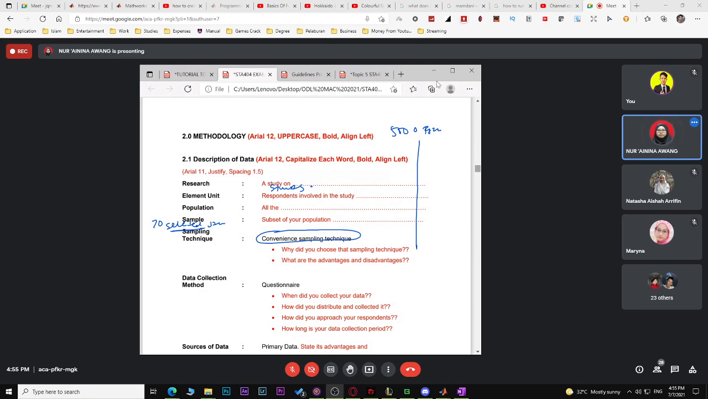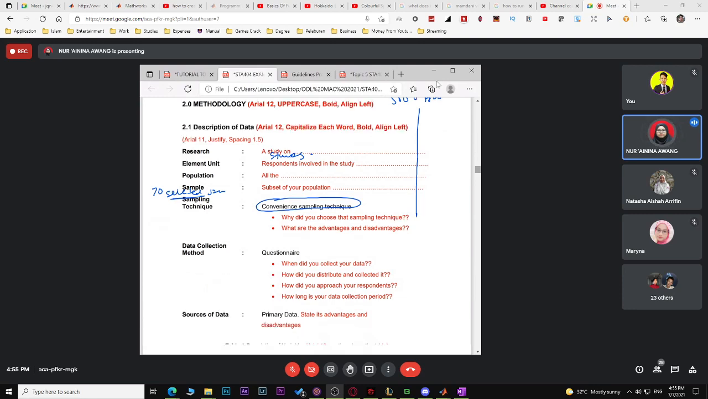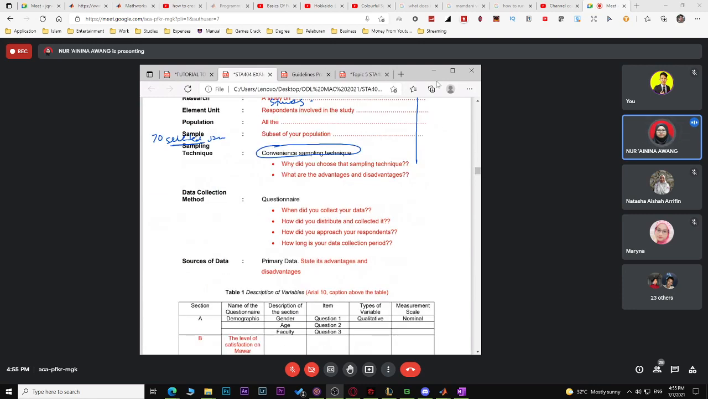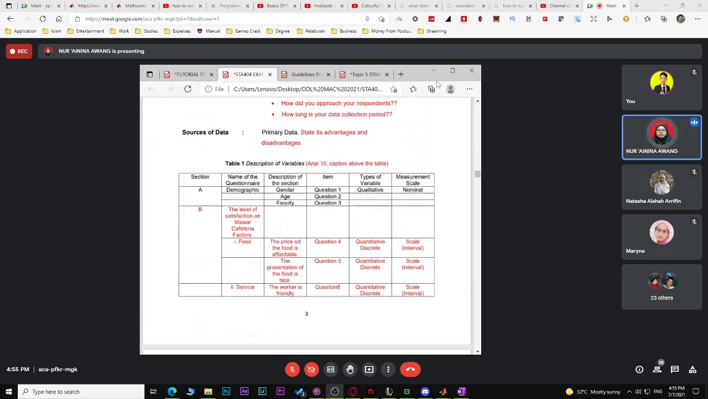Okay, and then untuk data collection method, you just guna questionnaire and you just cerita je lah. And then sources of data, of course primary data since you use questionnaire. Untuk description of the variable, you just cerita je in part A, your demographic profile. Kalau age apa dia punya skill dia, faculty apa. And then for B, for the second part, so follow each factor.